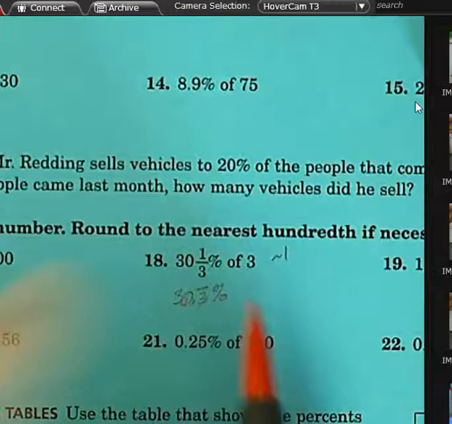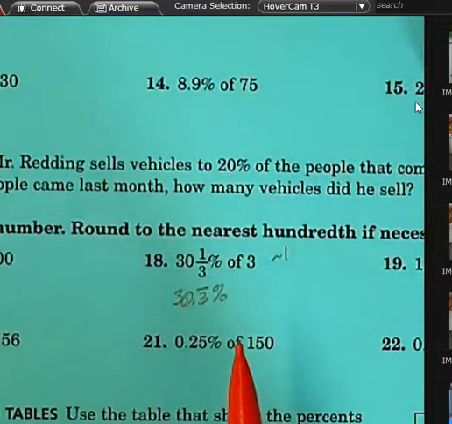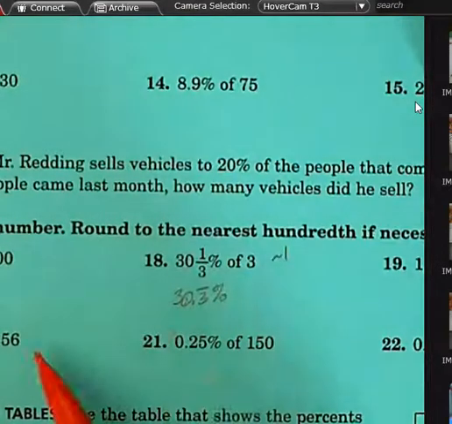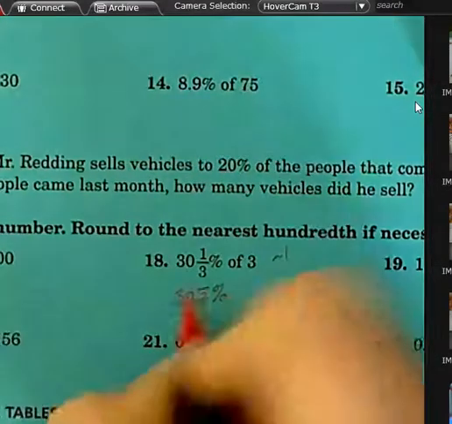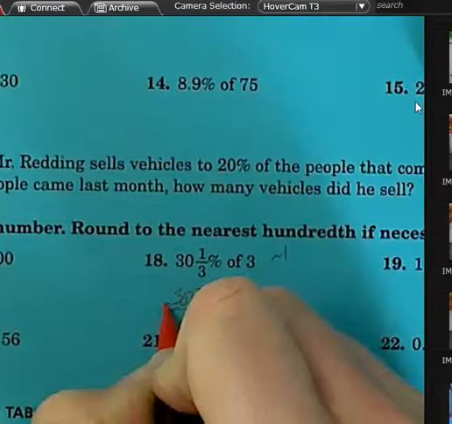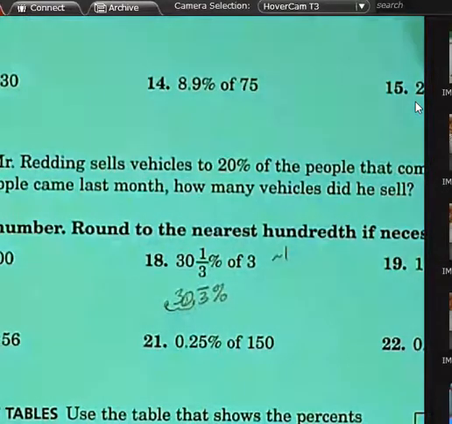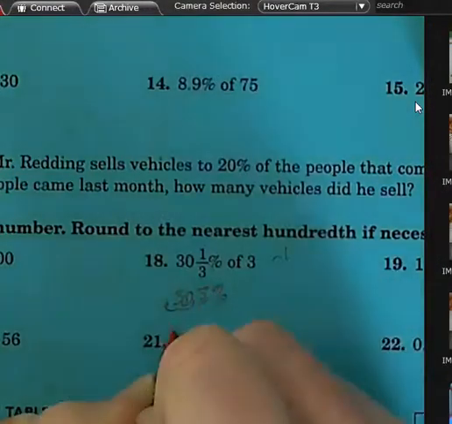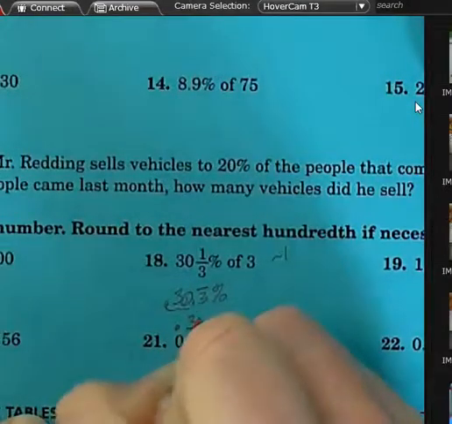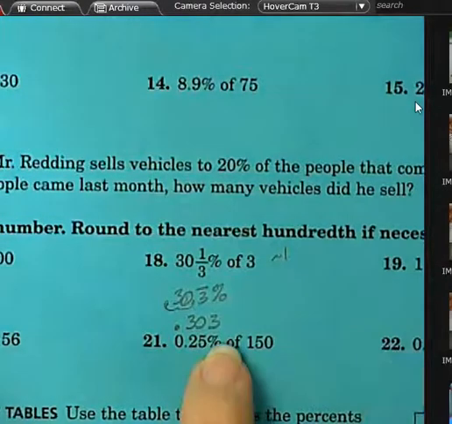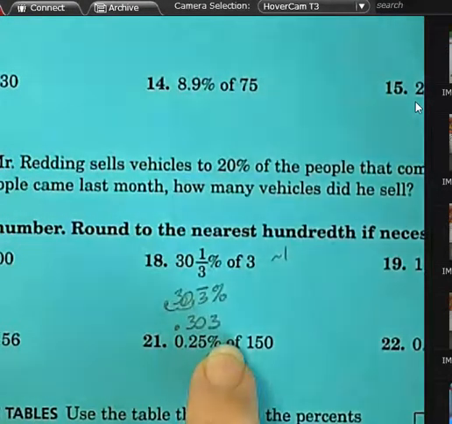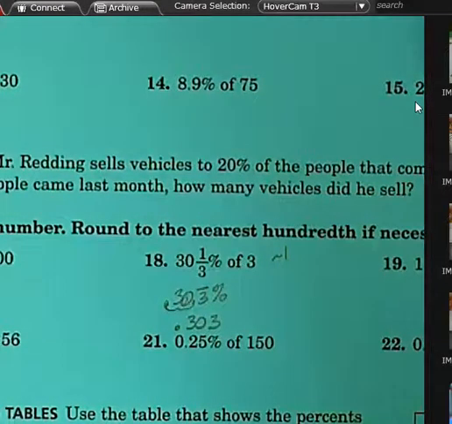How do I change percents to decimals? It's 1/100th. There's 2 zeros. I'm going to move the decimal how many places? 2. Which way? To the left or the right? To the left, because it has to be less than 1. We know that 100% is 1. So we're going to make this percent now into 0.303. I could keep going, right? 0.3033. 3 or 4 decimal places is plenty.